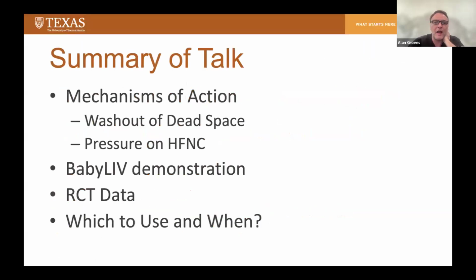So we're going to talk a little bit about the mechanisms of action. That will be primarily talking about the washout of dead space versus pressure generation. Then about halfway through, we have Kelsey Shaler with us. Kelsey has this wonderful baby live tool produced by Fisher and Paykel, who make the OptiFlow high flow system and many of our bubble CPAP systems.